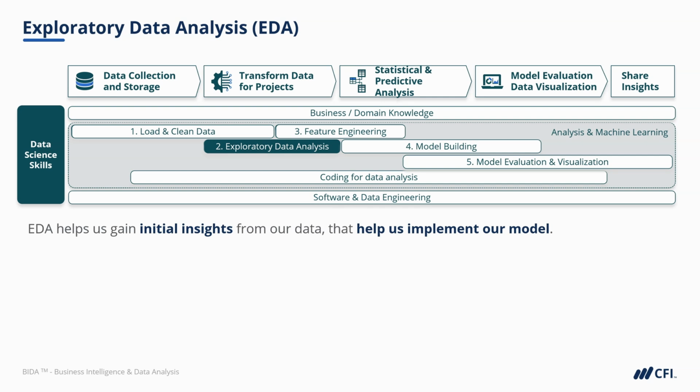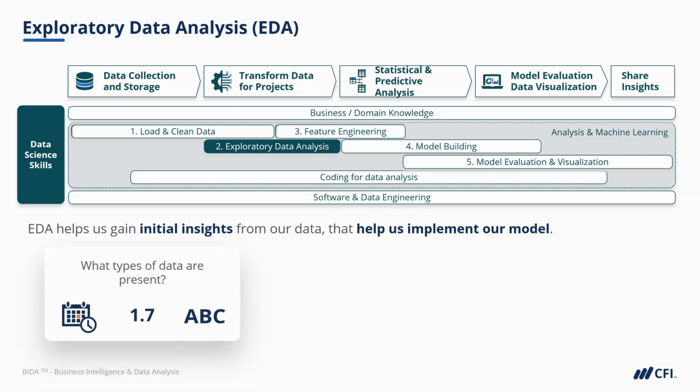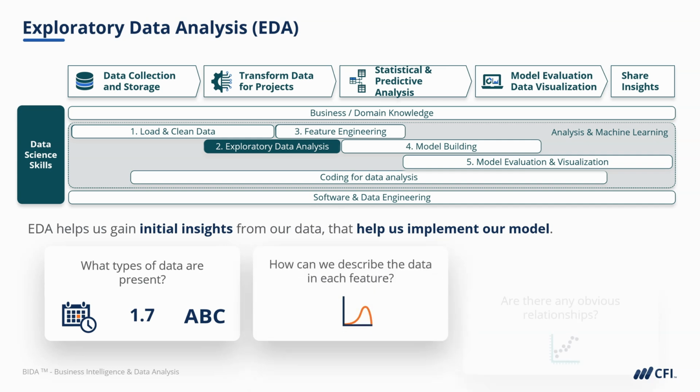In EDA, we use descriptive stats, plots, and correlation matrices to help us answer some initial questions, such as, what types of data are present? How can we describe the data present in each feature? And are there any immediately apparent relationships between variables? Let's take a look at a few examples.